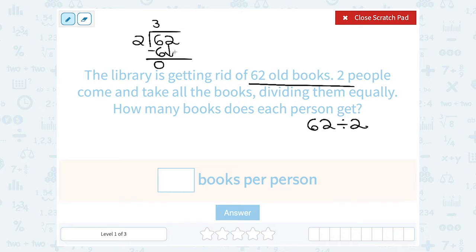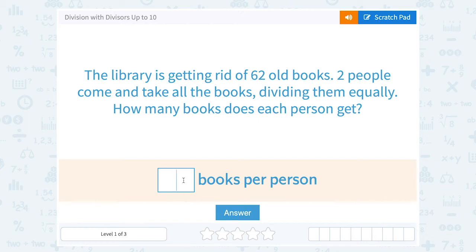Then we can bring down the 2 and say, how many times does 2 go into 2? Well, 2 goes into 2 one time. 2 times 1 is 2, so we have nothing left over. So either way, whether you said half of 62 is 31, or whether you set up your long division, we get 31 books per person.